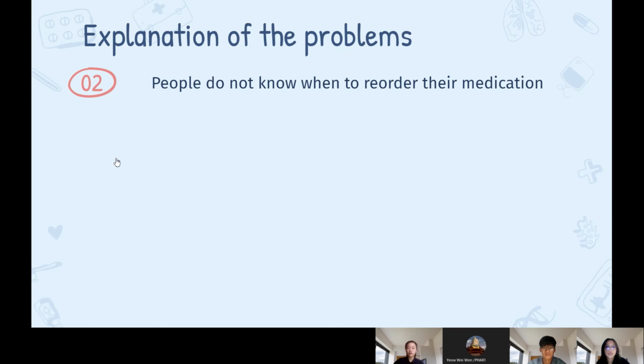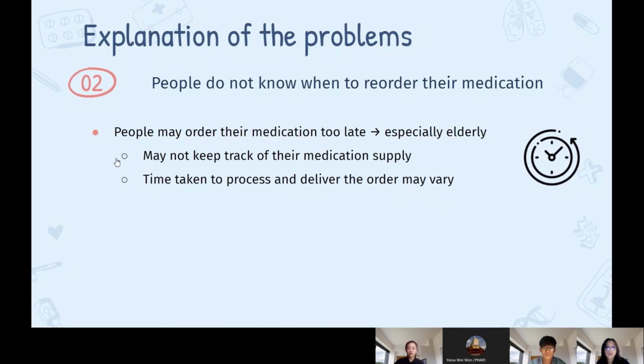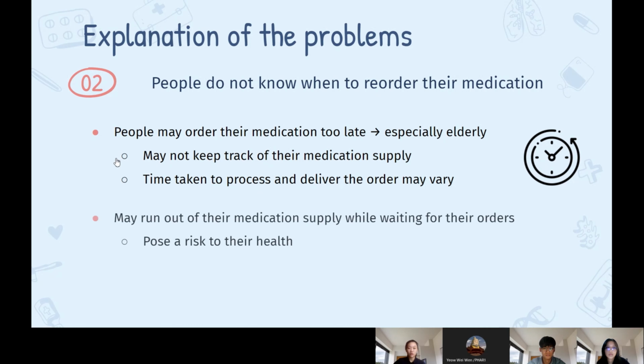The second issue with the current HDO is that people do not know when to reorder their medication. So this leads to people ordering their medications too late, especially elderly users, as they may not know how to keep track of how much medication they have left. Additionally, they may not have taken into consideration the time for the medication to be processed and delivered. So when people do not know when to reorder their medications, they may run out of medication while waiting for their orders, which can pose a risk to their health.